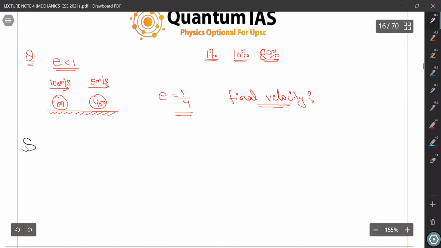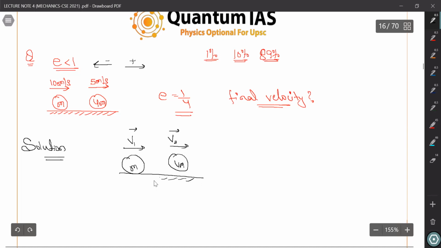Just see this. One thing we can do is treat this direction as positive and this direction as negative. After collision, let's suppose this mass m goes with v1 and this mass 4m goes with v2. According to the conservation of momentum, we can write m into 10 plus 4m into 5 is equal to m into v1 plus 4m into v2. This is one dimensional, so I'm not using any vector symbol here.